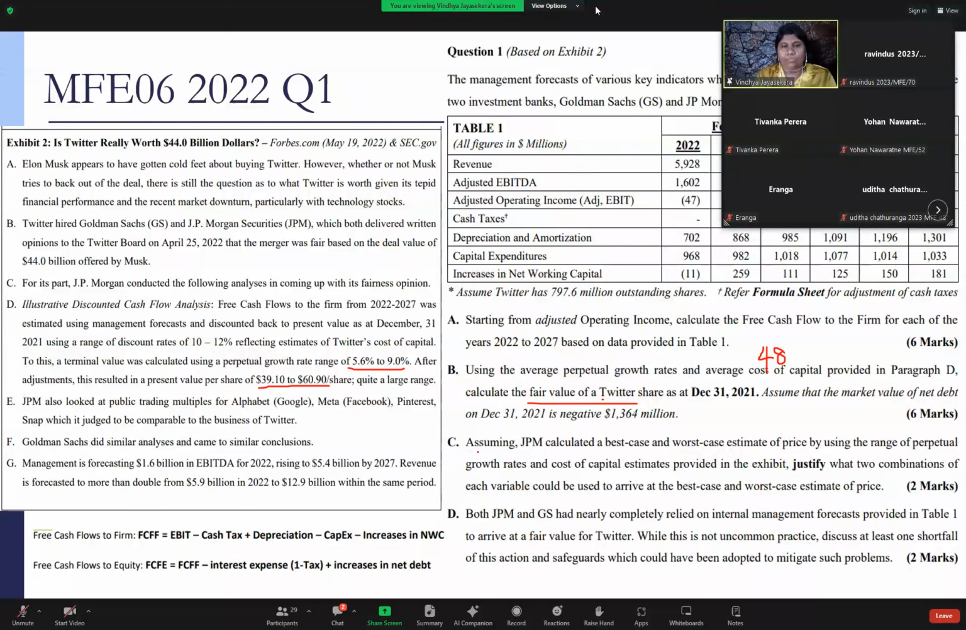Part C asks, assume JP Morgan calculated the best case and worst case scenarios of these combinations. What is the best case scenario? What is the worst case scenario? Of these combinations of discount rate and perpetual growth, when will you get the best case? When will you get the worst valuation? Best case scenario is where you get the highest price, and worst case scenario is where you get the lowest price. What combination will give you the highest price? What combination will give you the lowest price? It's only 2 marks. You don't have to do any valuations.